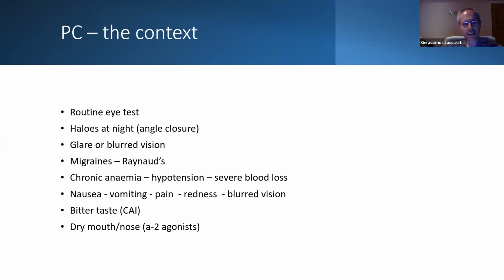Then other relevant symptoms would be symptoms of acute angle closure, such as nausea, vomiting, red painful eye with loss of sight. And again, in terms of symptoms, if the patient is already on glaucoma drops, they may complain of bitter taste with the carbonic anhydrase inhibitors, or dry mouth and nose with the alpha-2 agonists like Alphagan and Diopidine.